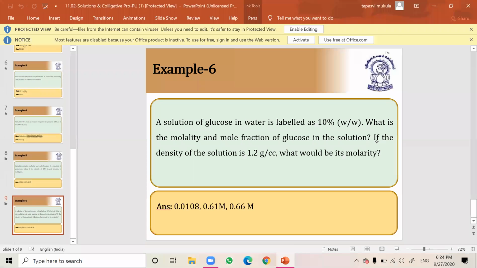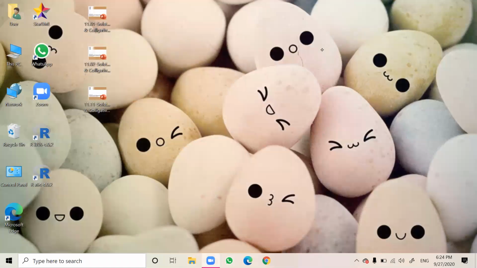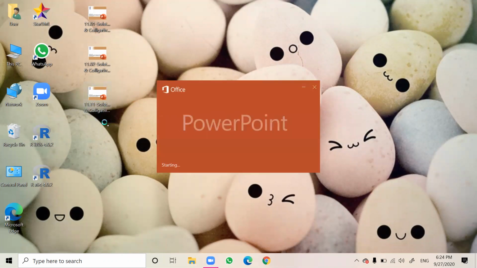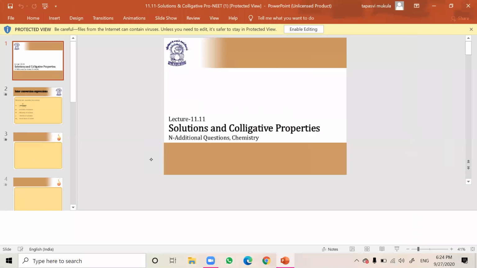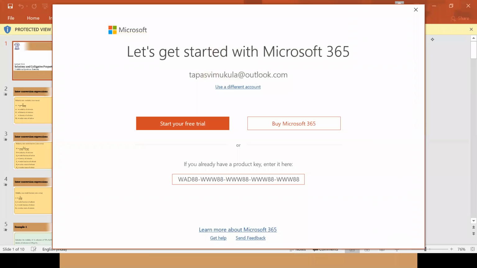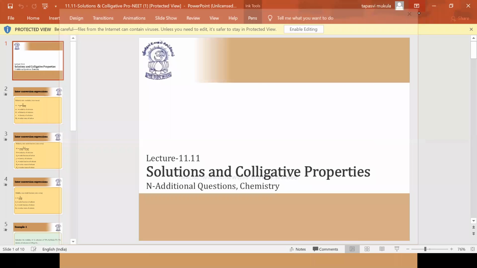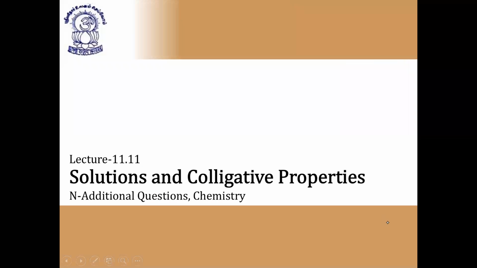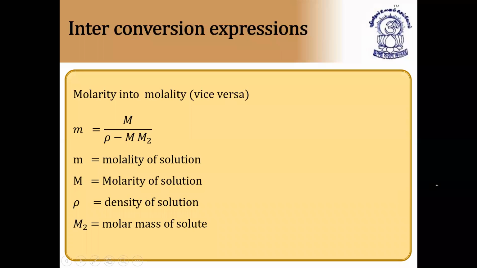Next, we have more questions based on interconversions of concentrations. Very, very important. Definitely you'll get questions based on this. Interconversions of concentrations. So molality into molarity already I have given you. So simple again, you can use this formula also. Molarity by density minus molarity into molecular weight. M2 is called molar mass of solute. So use these formulas in the previous questions also, you'll get the same thing.